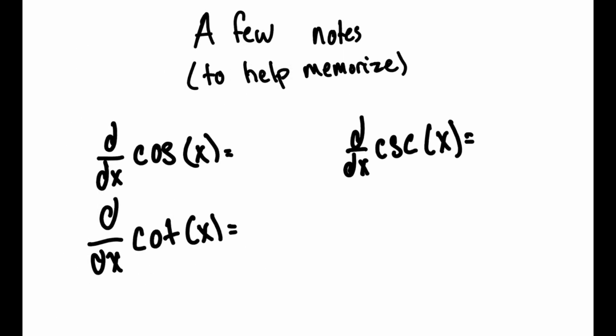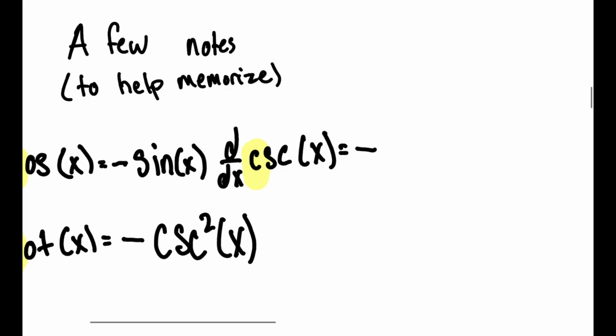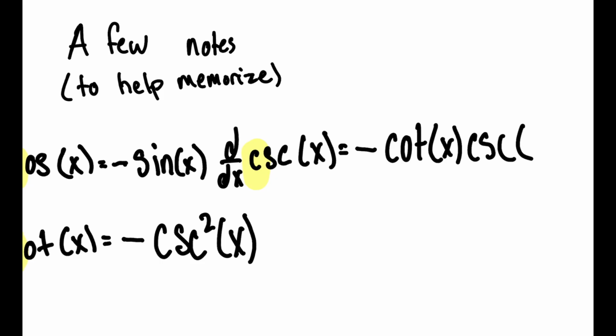Here's a couple things that might help you memorize the trig functions. One of them is that if you're ever deriving something with a c at the front of its name, cosine, cotangent, or cosecant, what you're going to see every single time is that its derivative is going to start with a negative sign. In cosine's case, it's going to be negative sine of x. In cotangent's case, it's going to be negative cosecant squared of x. In cosecant's case, we're going to get negative cotangent x cosecant x.